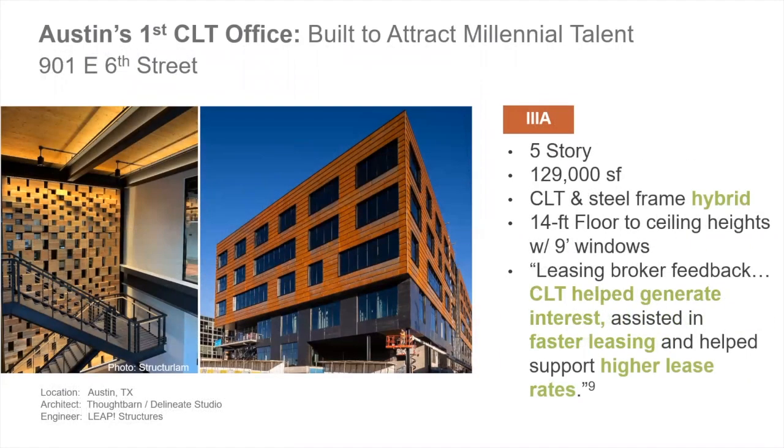This is 901 East 6th in Austin, and this is a hybrid CLT and steel frame building that achieved leasing velocity and helped with leasing premiums and was the second mass timber building to be acquired in the United States. According to an Austin Business Journal article, the local experts there speculated that this building sold for a record-breaking price. We don't have that particular data, but this is a 5-story, 129,000 square foot CLT and steel frame hybrid with 14-foot floor to ceiling heights and 9-foot tall windows. So just a really great example of a very successful mass timber building.